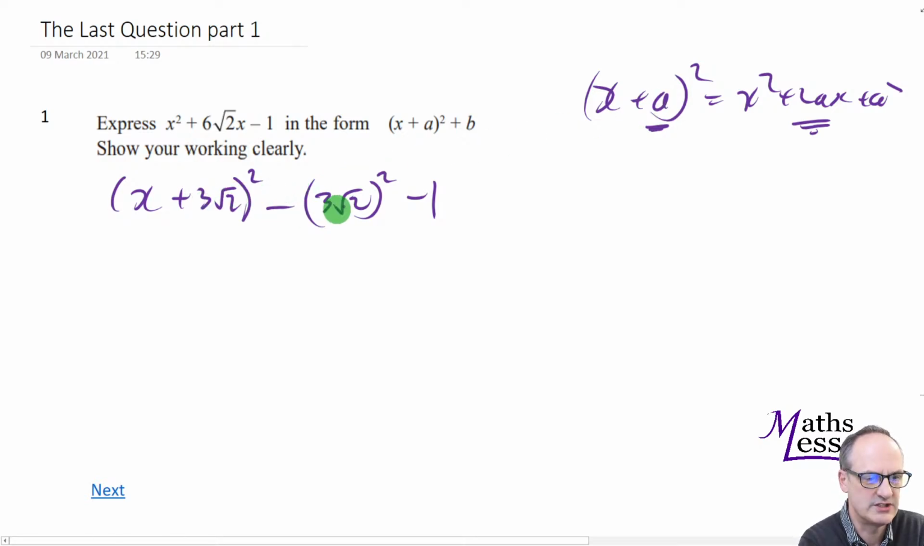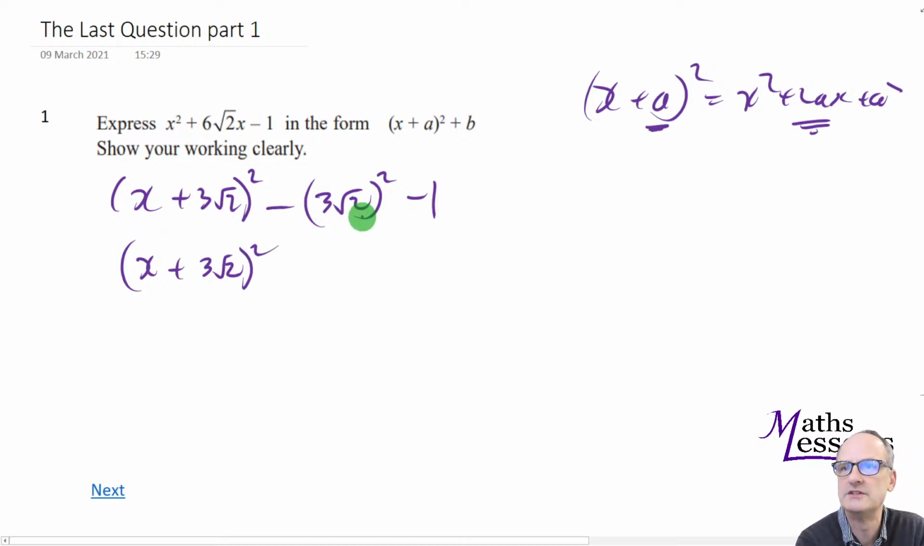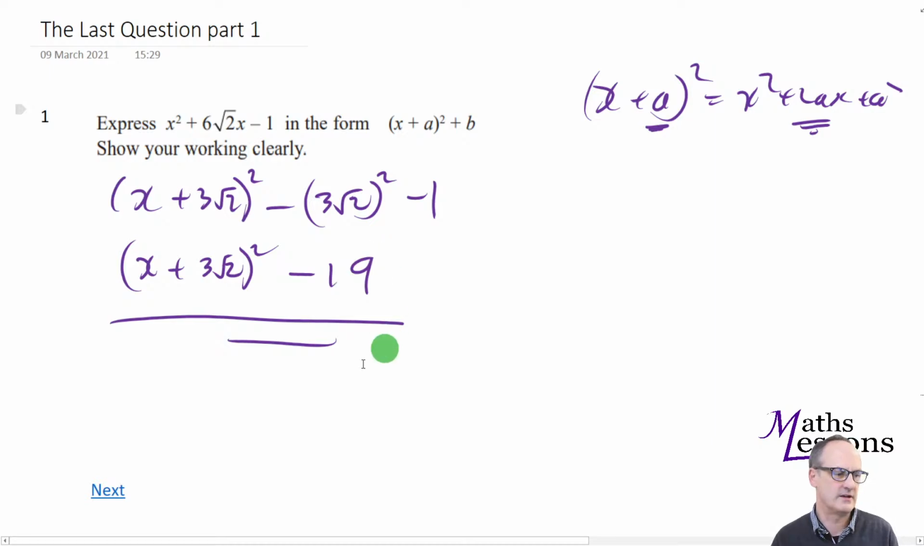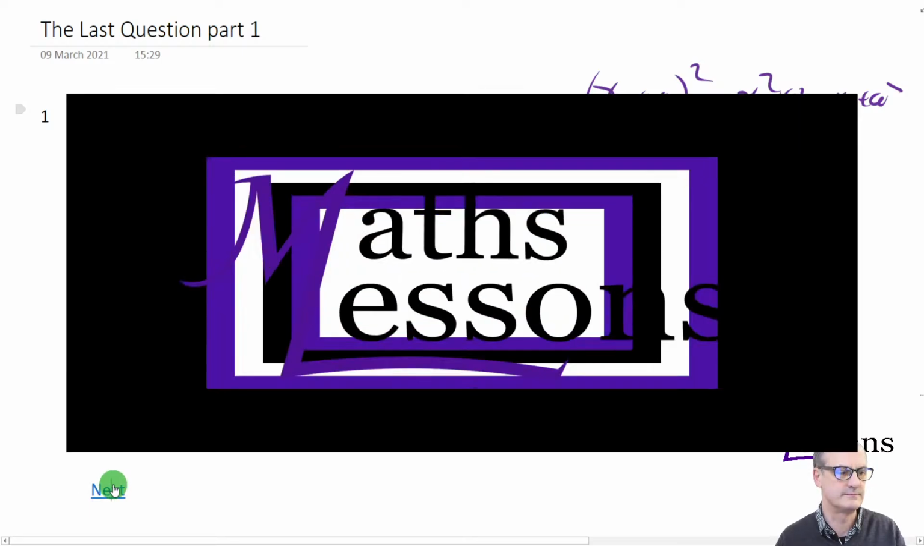So we always take this number squared away to get rid of that, and then if we add that number on the end, then we always get the right number on the end. So to simplify this, 3 squared is 9, times by 2 is 18, minus 18 minus 1 is minus 19. And there's our answer. Right, our next question is going to take us 2 minutes.